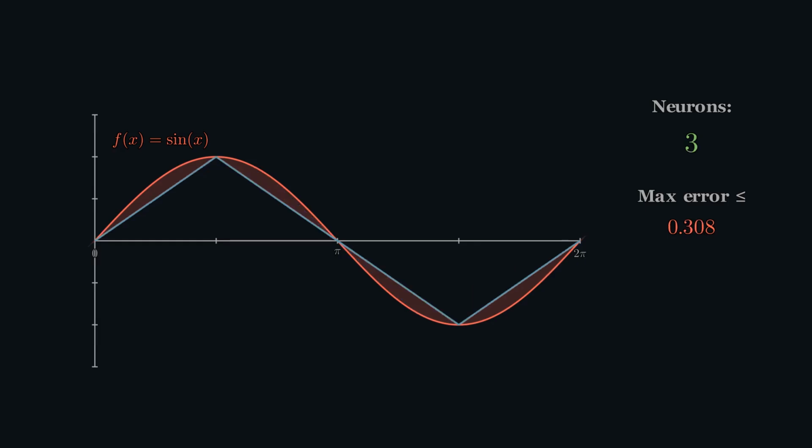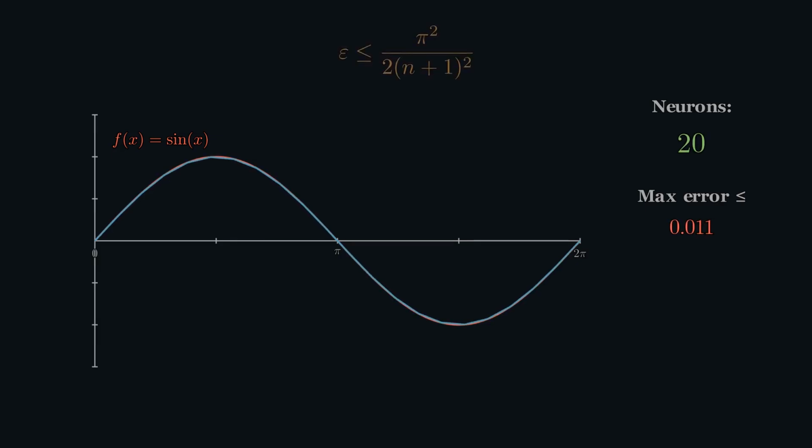Error drops to 0.55. 5 neurons, 6 segments. Now the shape of the sine wave is clearly emerging. Error 0.14. 10 neurons. The approximation hugs the curve closely. Maximum error just 0.04. 20 neurons, nearly indistinguishable from the original. Error 0.01.